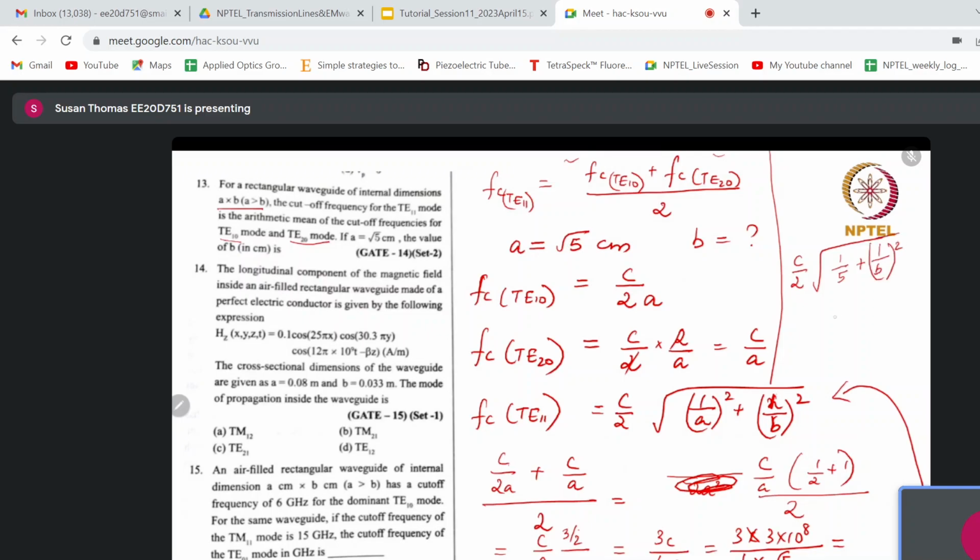Okay, so if you equate whatever you get here to this, C is a known quantity, you can find the B. Once you solve it, the answer will be B is equal to 2 centimeters. So this is a numerical type question for which you need to enter the answer as 2.